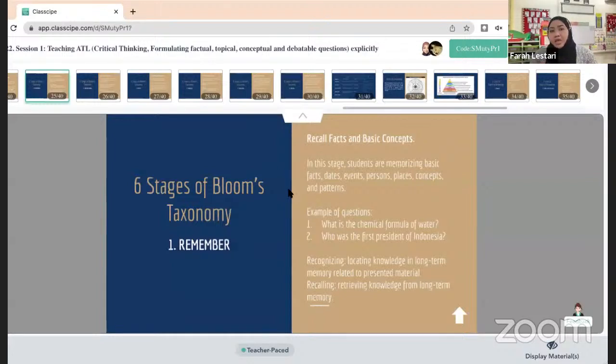The associations that we create at this level are recognizing or locating knowledge in our long-term memory related to the material we're going to give them in the classroom, and retrieving knowledge from our memory, or recalling dates of important historical events and the like.